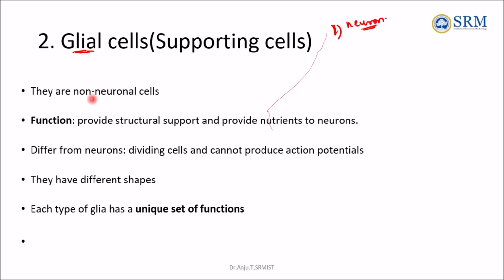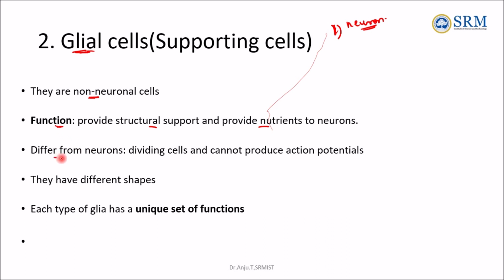So they are not involved in the transformation of information. Therefore they are called non-neuronal cells. Their main function is not information transformation. They are just supporting the neurons. The major information transformation is done by the neurons, so they are called non-neuronal cells. What is their major function here? To provide support and provide nutrients to the neurons.